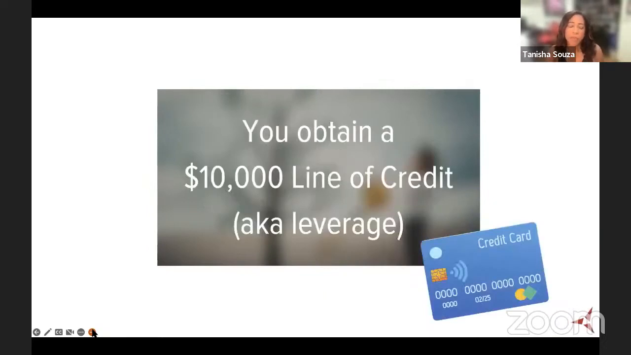You obtain a $10,000 line of credit, also known as leverage. I have a credit card here just so that those of you who are not familiar with lines of credit understand we don't use credit cards to make this work. You can use cash value life insurance, a HELOC, a business line of credit, or a personal line of credit. Those are different than credit cards, but it works revolving. You borrow against it, you can use it, and then you can reuse it once it's paid off. That's really the key here, the type of leverage we're using.